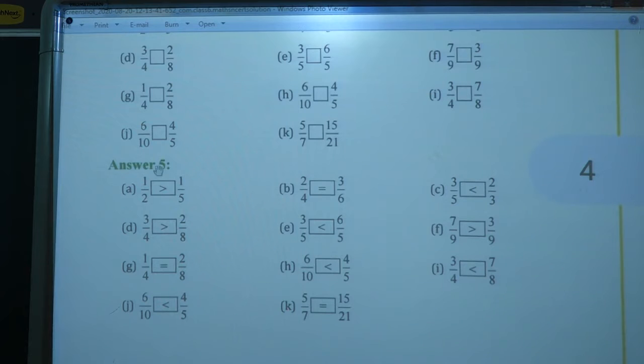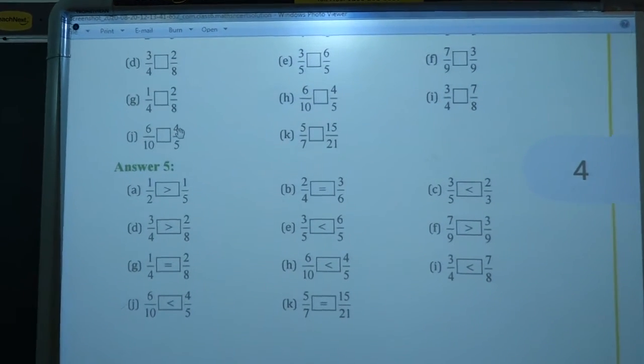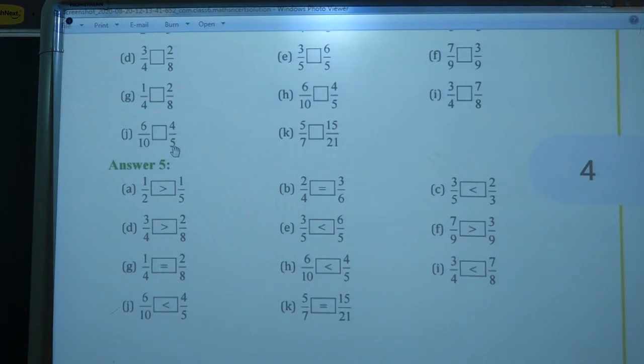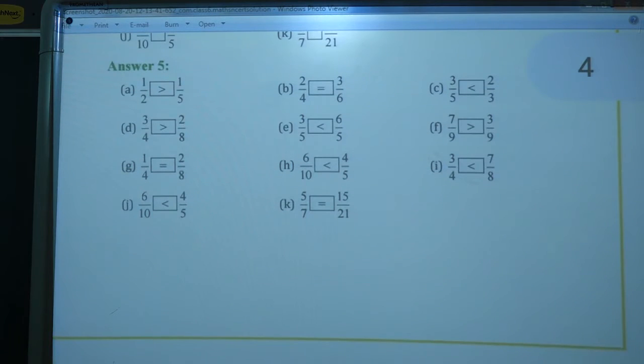Next question. 6 upon 10 and 4 upon 5. 5 6s are 30. 10 4s are 40. So 4 upon 5 is the greater. 21 5s are 105 and 15 7s are 105. Both are equal. So those both are equal. We will go to the next question.